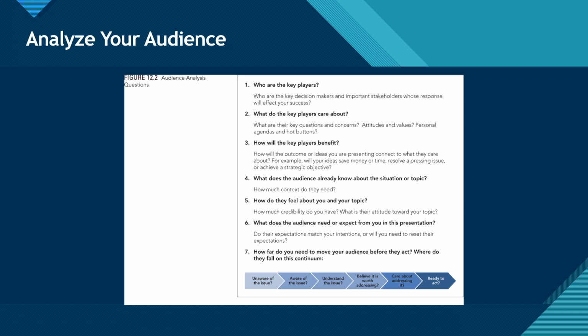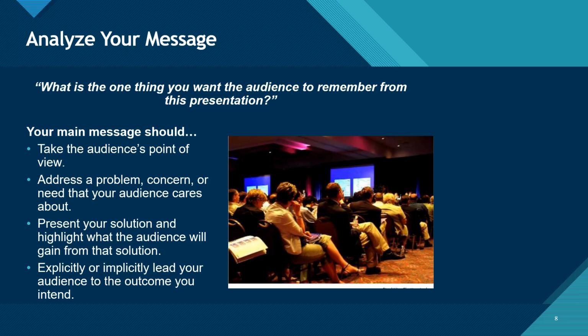Number 7. How far do you need to move your audience before they act? Where do they fall on this continuum? A. Unaware of the issue, B. Aware of the issue, C. Understand the issue, D. Believe it is worth addressing, E. Care about addressing it, F. Ready to act? Here is how you can analyze your message.